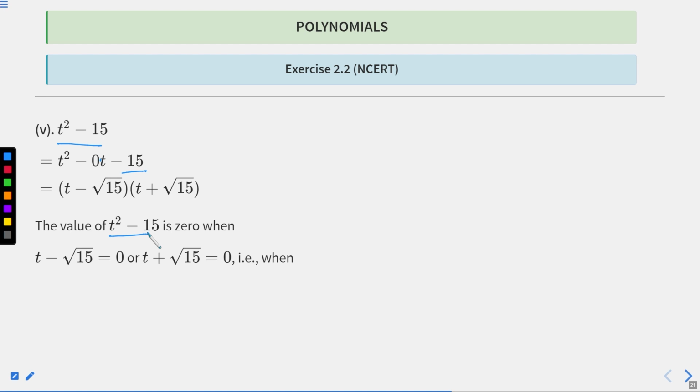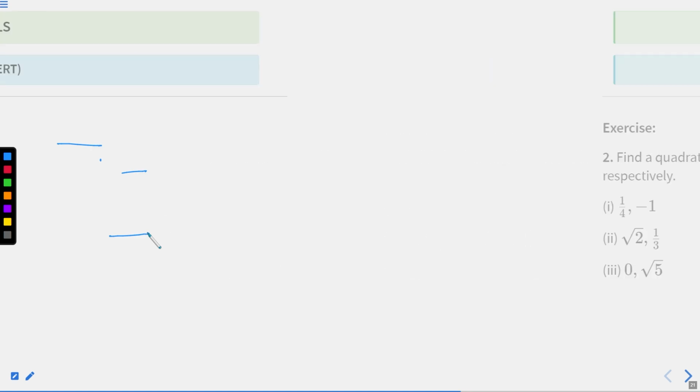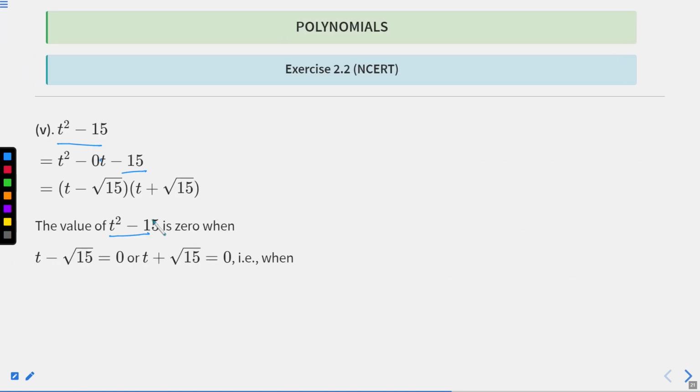Okay, and that is when t is equal to square root of 15 or t is equal to minus square root of 15. Okay, so therefore the zeros of t square minus 15 are root 15 and minus root 15. Okay, so the zeros are plus root 15 and minus root 15. And now sum of its zeros, that is root 15 minus root 15, this is equal to 0.